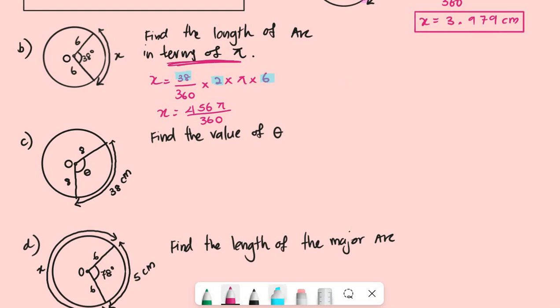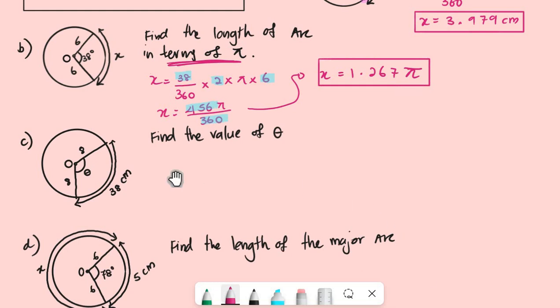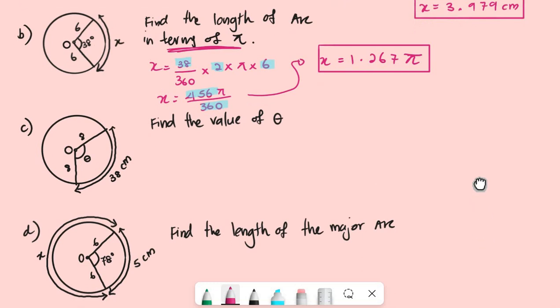So now I will take 456 divided by 360 and I would get my answer x, which is the length of arc, equals 1.267 pi. Because I never included the pi value in my calculator, that's why the pi is still there. So this is my length of arc in terms of pi. Okay, now let's go to the C part.